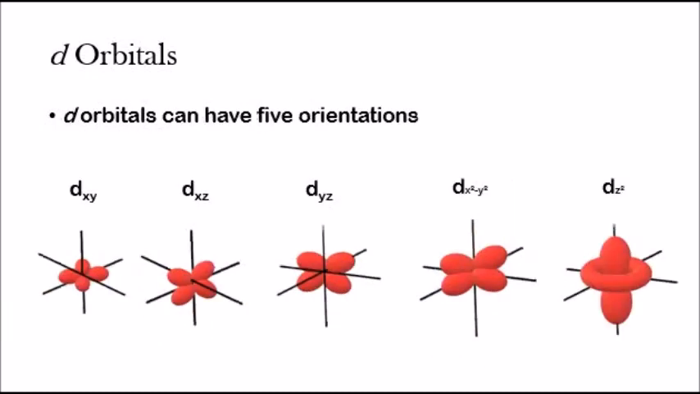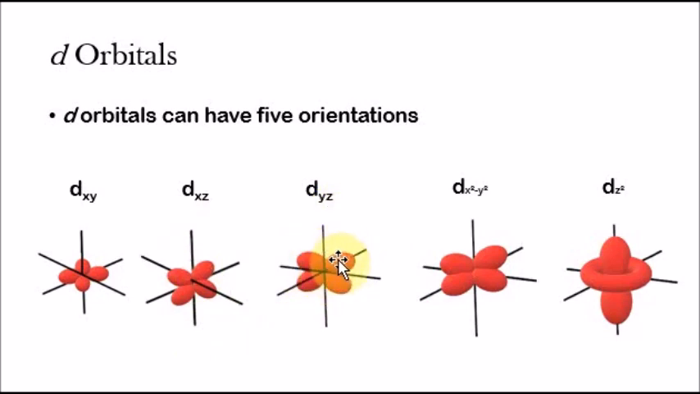And then d orbitals can have five orientations, as you can see here. So you can have d of xy. That means that if you look here, the orbitals are in between the x-axis and the y-axis, if you look at the little shapes. Here I have d of xz. Here the orbitals are between the x-axis and the z-axis. Here is d of yz.